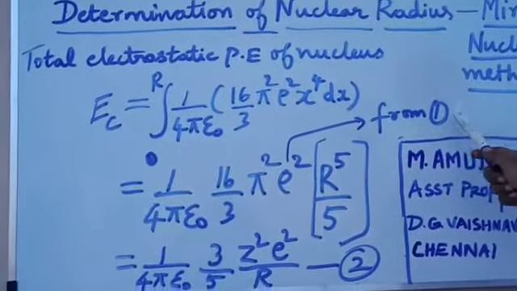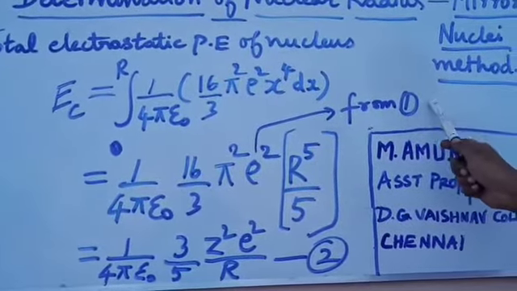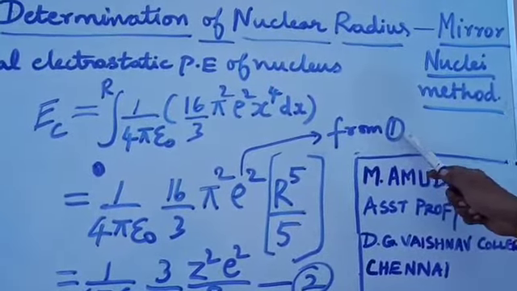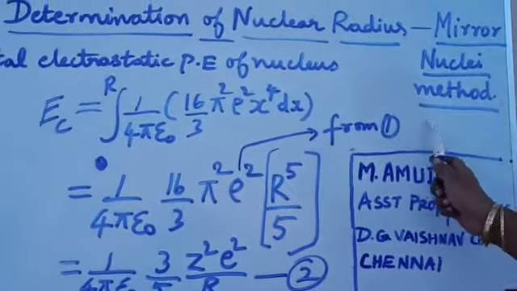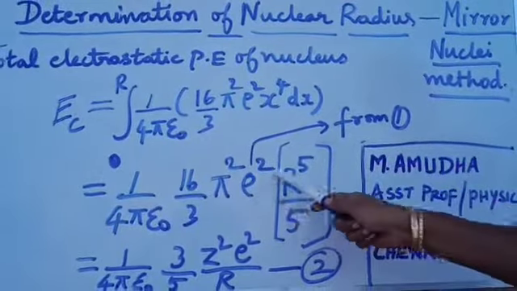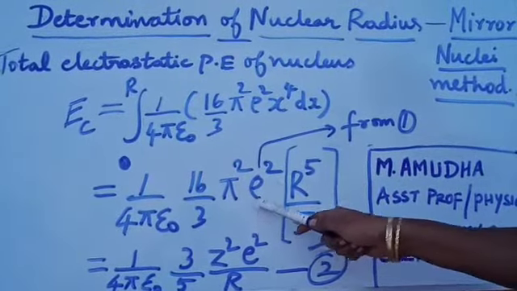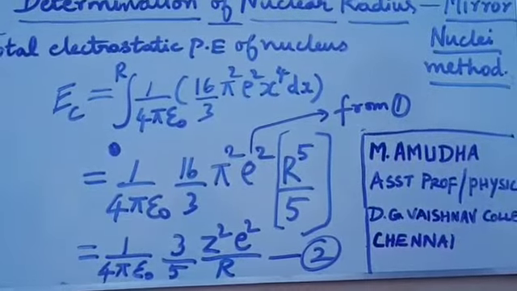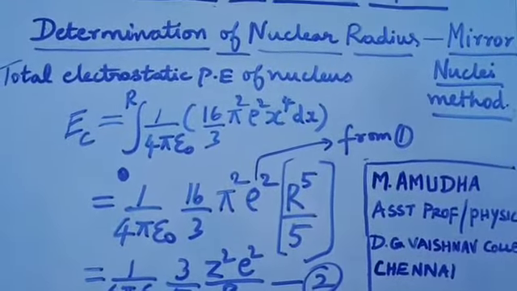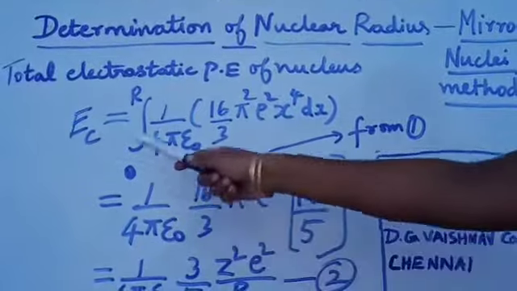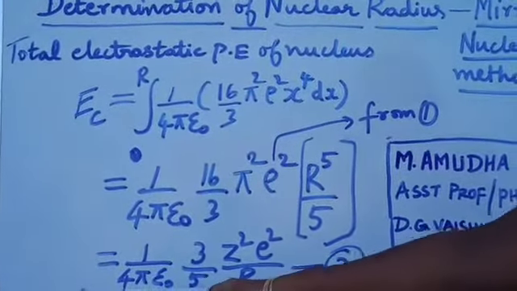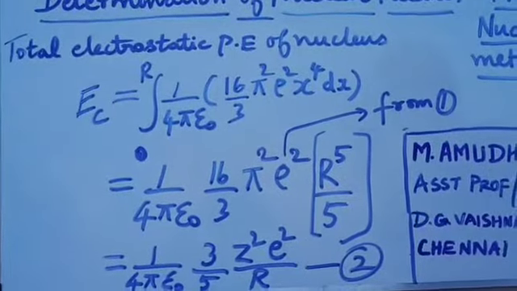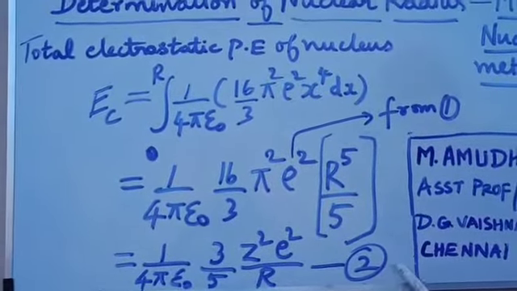Already we have derived an expression for rho, the charge density of the nucleus, and I have represented that as 1. So from that expression we substitute for the charge density from 1. Then, cancelling out the terms in the numerator as well as the denominator, the final expression for this Coulomb energy becomes 1 divided by 4 pi epsilon naught times 3 by 5 Z squared e squared divided by R. Take this as equation number 2.